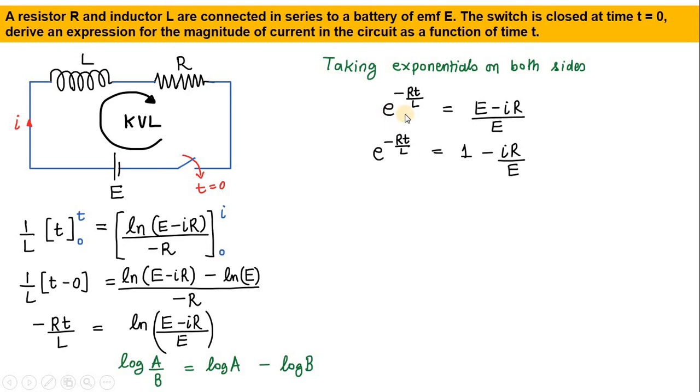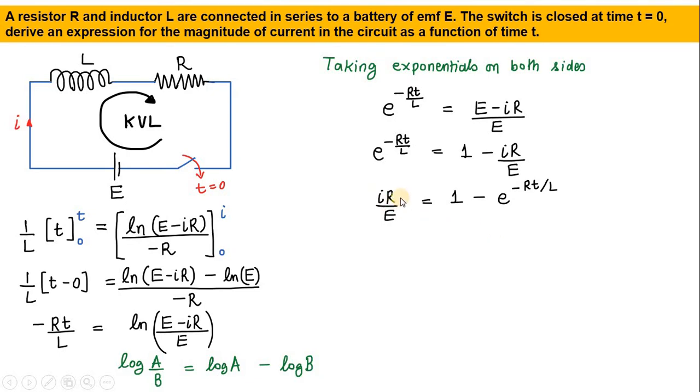Okay, also called exponential. So e power minus RT by L is equal to, on the right hand side, E by E is equal to 1, and the remaining is IR upon E. Simplification we have done. Then what we can do is bring this IR by E to the left side and take this exponential function to the right side. We will get this.